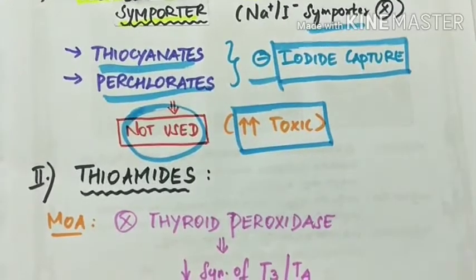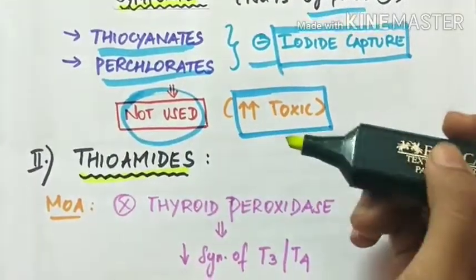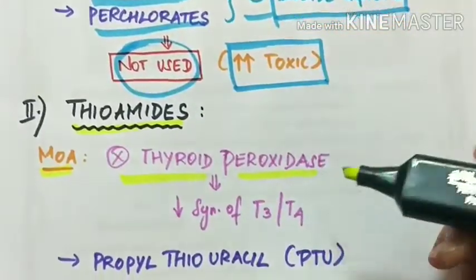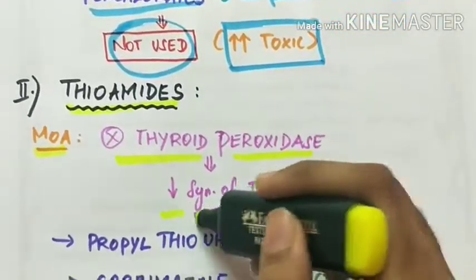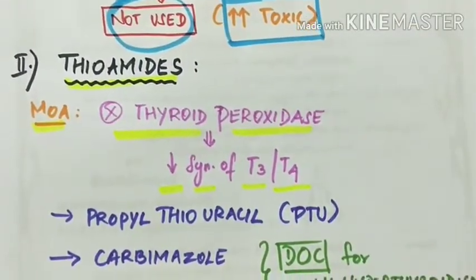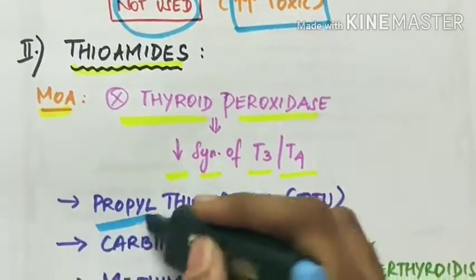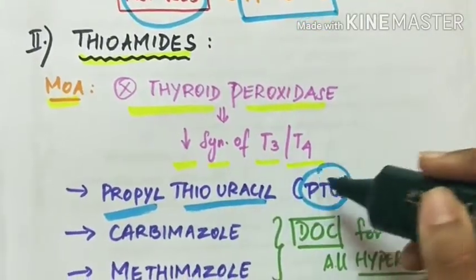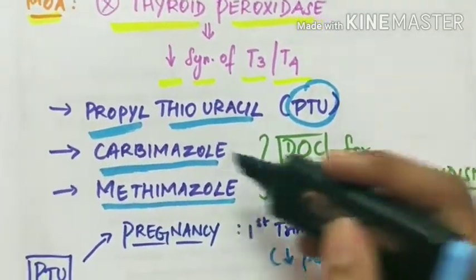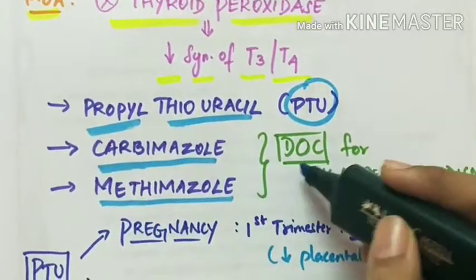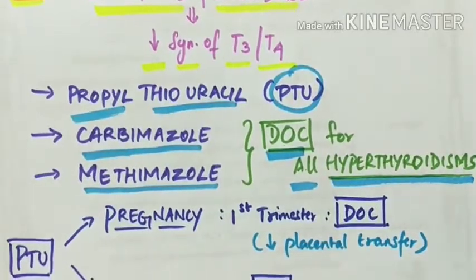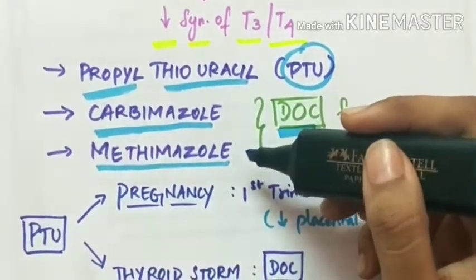The second class of drugs are thioamides. Their mechanism of action is they inhibit the thyroid peroxidase enzyme and therefore lead to decreased synthesis of T3 and T4. The drugs included in this category are propylthiouracil (PTU), carbimazole and methimazole. Carbimazole and methimazole are the drugs of choice for all types of hyperthyroidism. The drug of choice is carbimazole and methimazole.